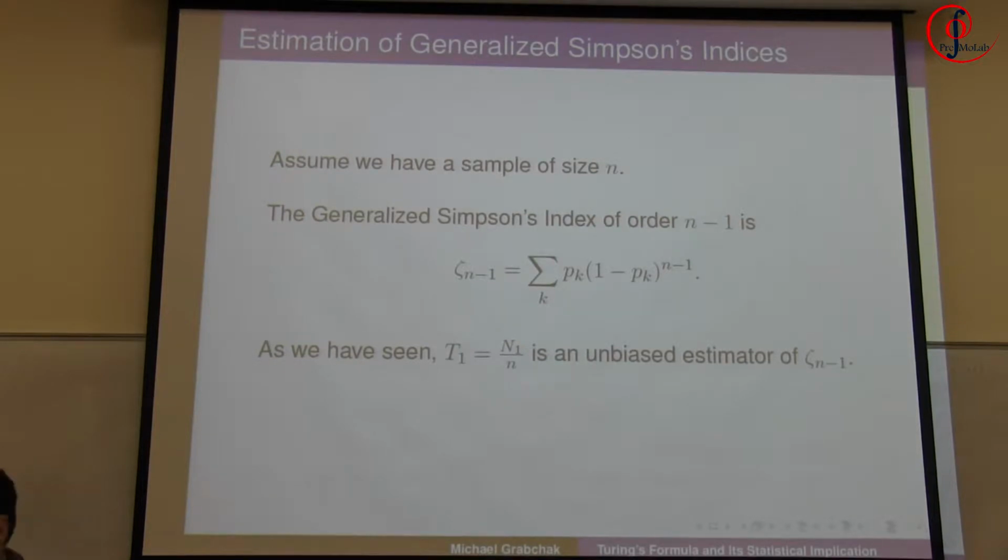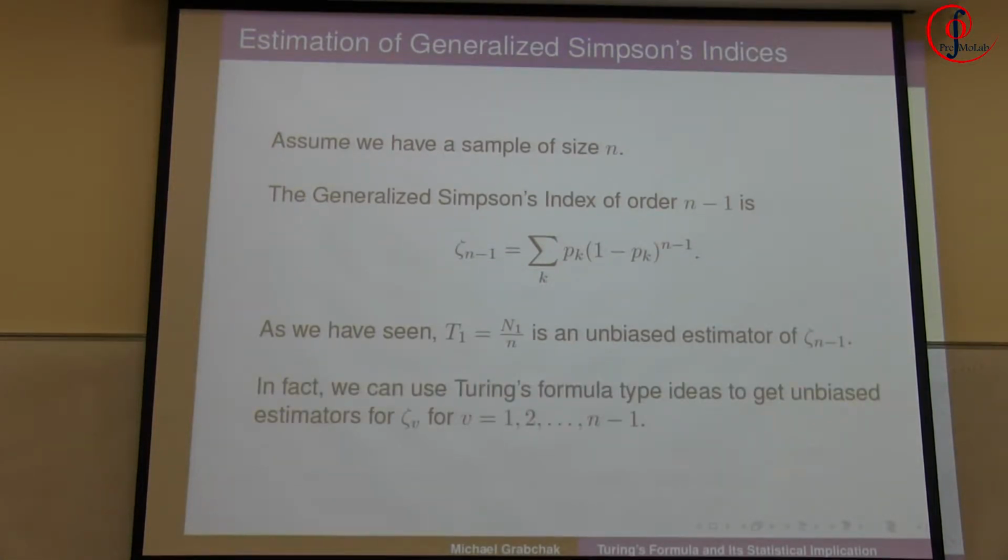And actually, we could use this idea for other generalized Simpson's indices as well. In fact, we can kind of use Turing's formula, and I'll explain what I mean by that in maybe the next slide or the next 2 slides. But we can use ideas based on Turing's formula to get unbiased estimators of zeta v, these generalized Simpson's indices, for any v from 1 to n minus 1.